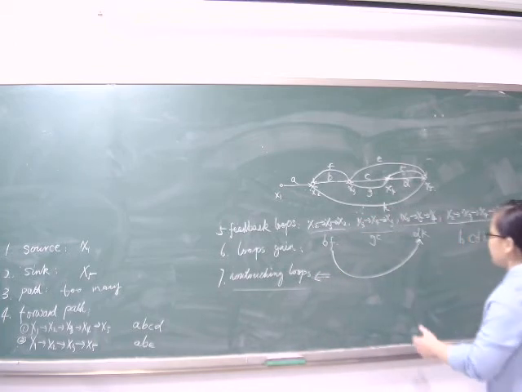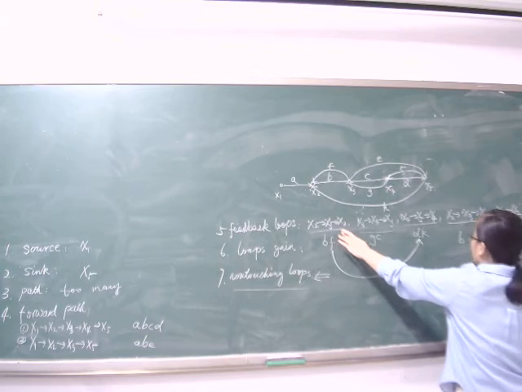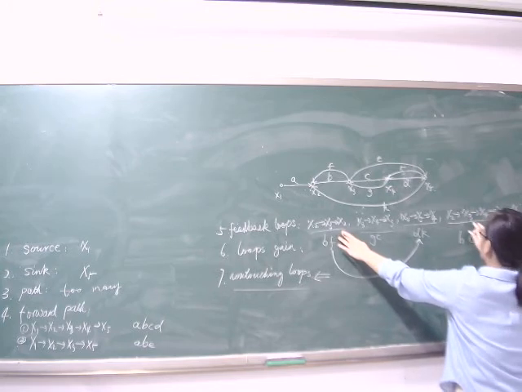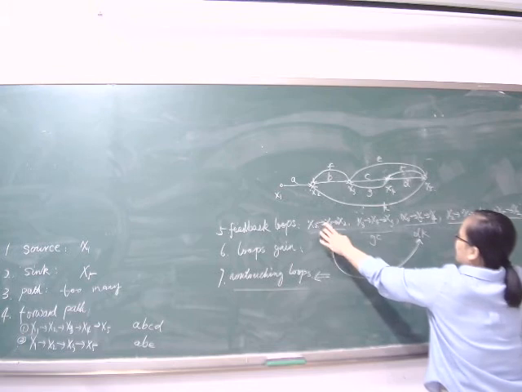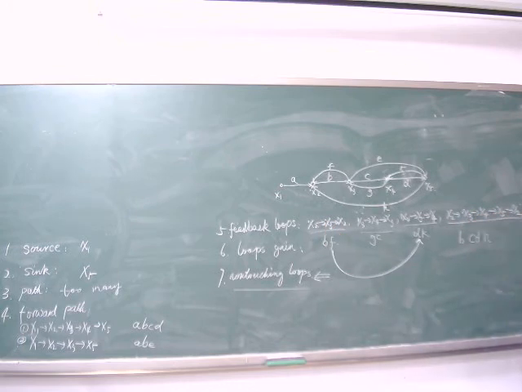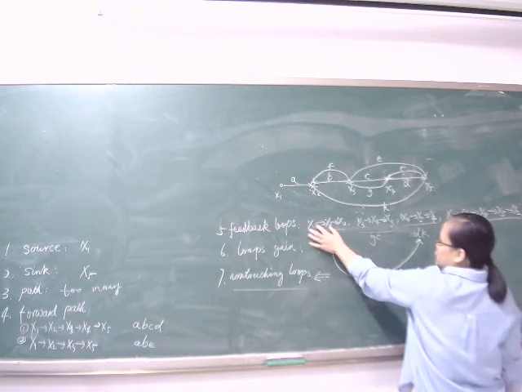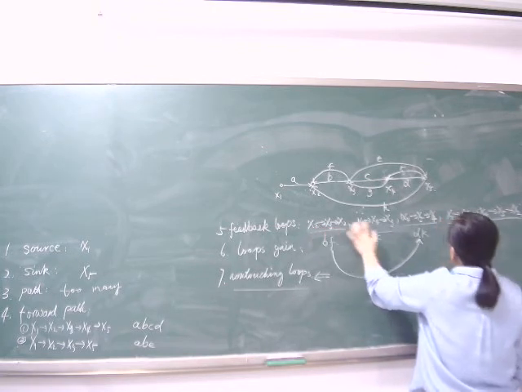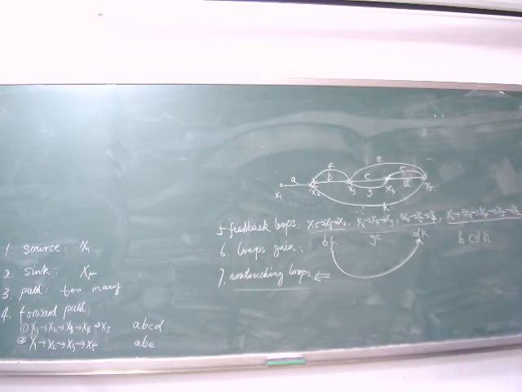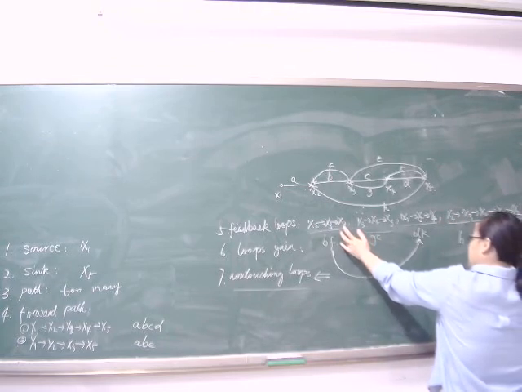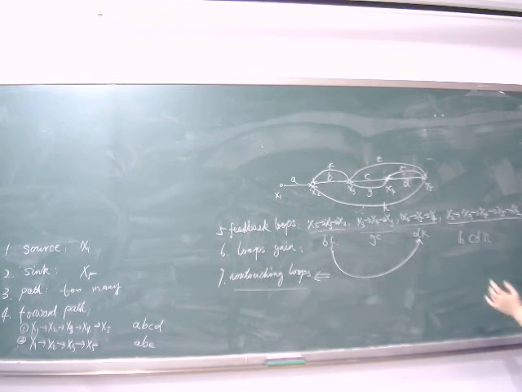We can see the first and the fourth. Touching or non-touching? Neither do they have common nodes or common branches. This branch is X2 to X3. It's common. So the first and the fifth also have a common branch, X2 to X3, so they are touching.